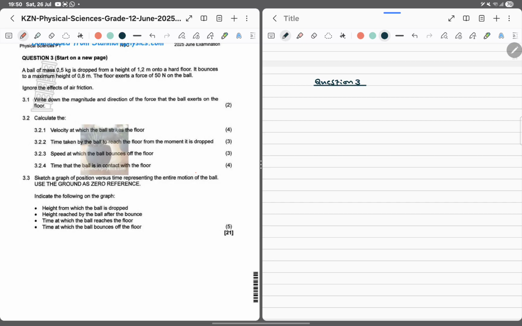Now, question 3 reads, a ball of mass 0,5 kilograms is dropped. Now, when something is dropped, we know that its initial velocity is 0. This is dropped from a height of 1,2 meters onto a hard floor. It bounces to a maximum height of 8 meters. The floor exerts a force of 50 newtons on the ball. Okay.